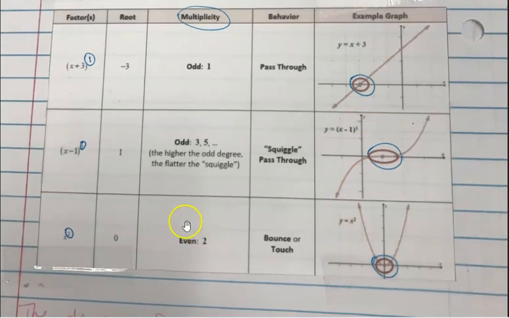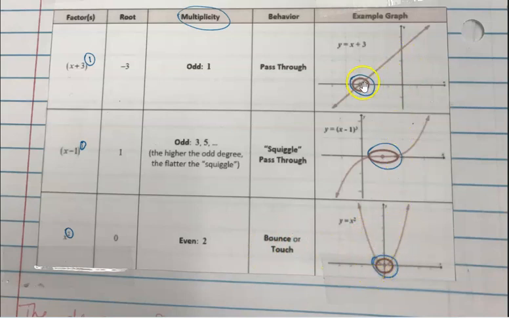And then finally, for a factor of x squared, in this case, the 0 or the root is going to be 0. This time we have an even multiplicity, so for any even, whether it's 2, 4, 6, 8, and so forth, they call this one a bounce or a touch, so it's going to pass through the x-intercept as if it was a parabola type shape.